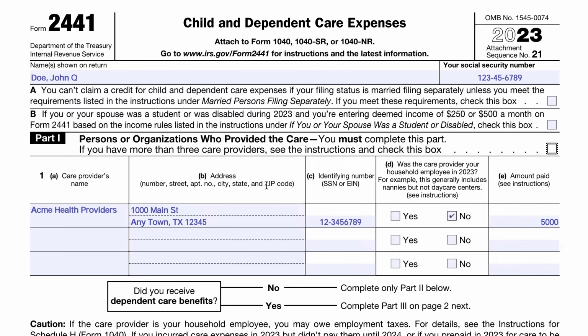the same information. So for each care provider, you're going to enter their name in column A, the address in column B, the identifying number, which can either be a social security number, individual taxpayer ID number, or an employer identification number in column C. Whether or not the care provider was also your household employee, that would be in column D, and then the amount paid for the care.